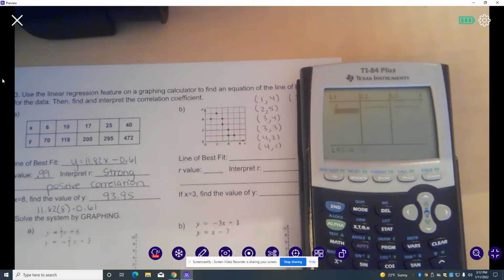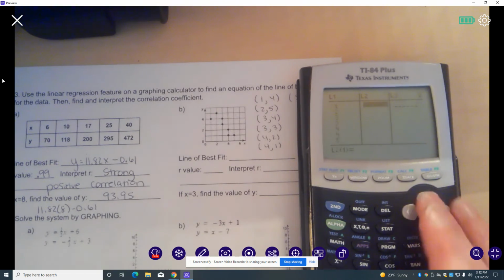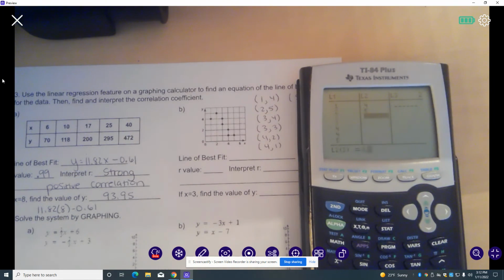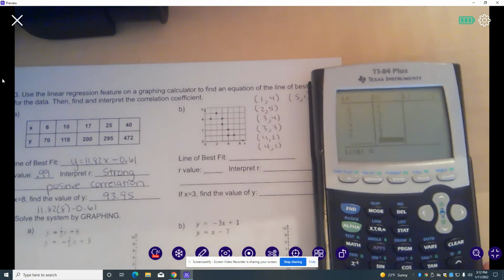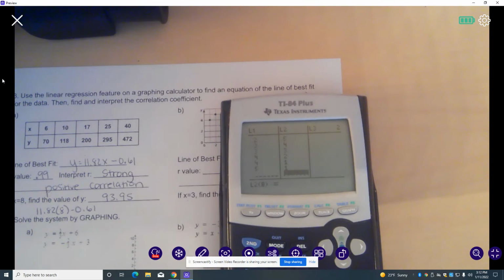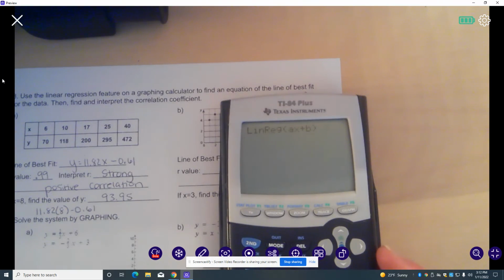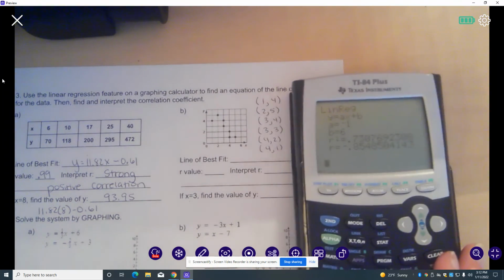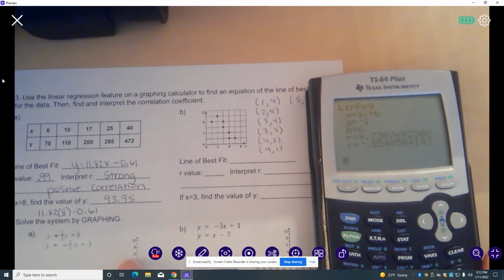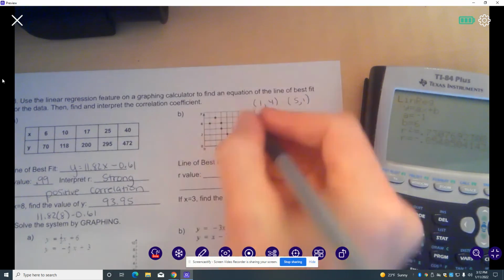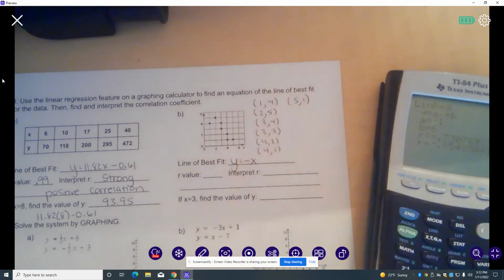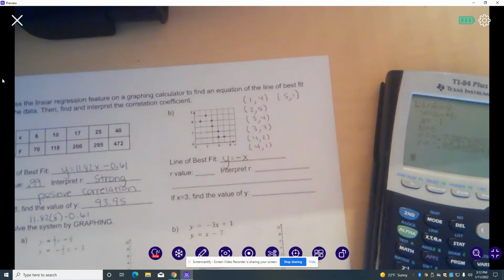All right, I'm going to type in all my x values. So 1, 2, 3, 3, 4, 4, 5. And then 4, 5, 4, 3, 2, 1, 1. I'm going to go to Stat, go over to Calc, and then down to Linear Regression again. My line of best fit is y equals negative 1x, or negative x, plus 6.